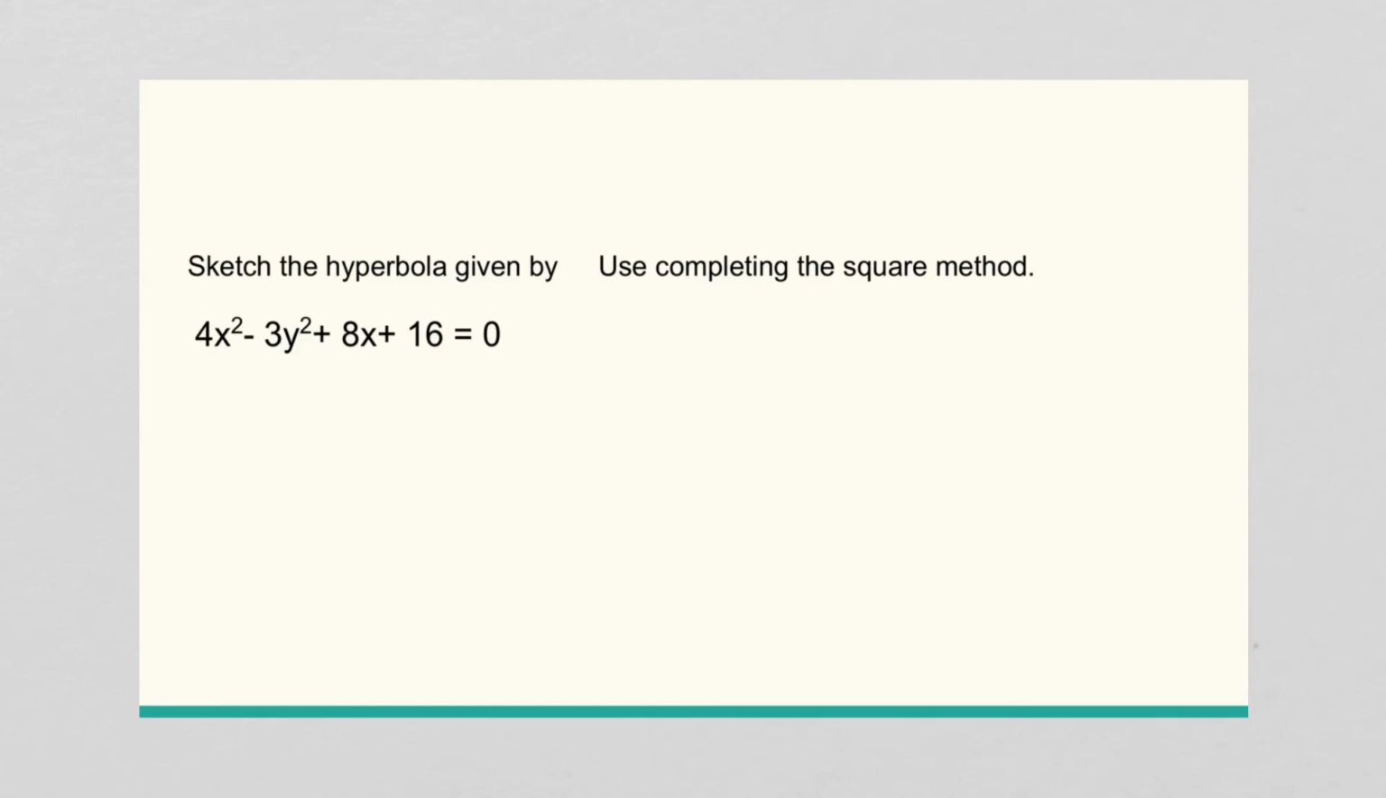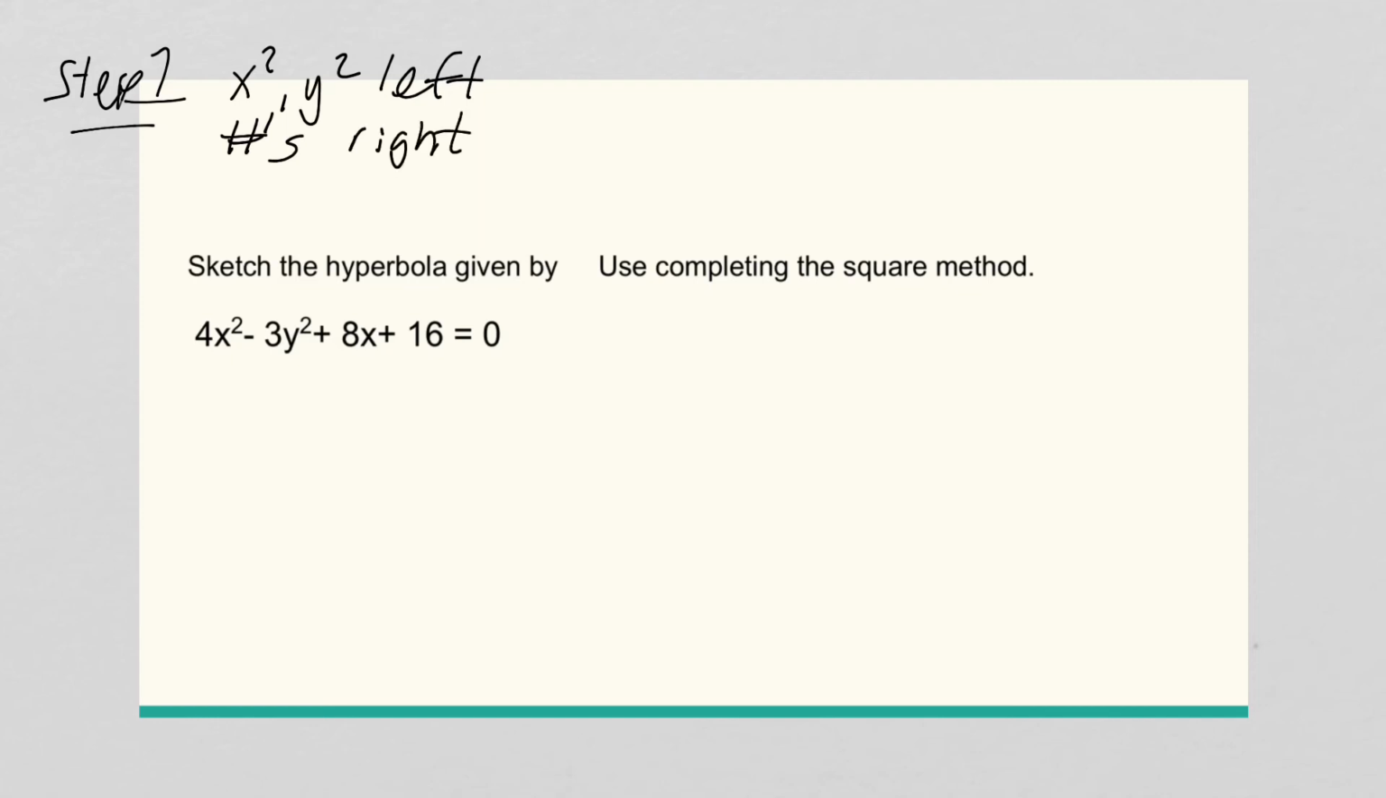Okay, we're going to now do another completing the square here. It says sketch the hyperbola given by. So remember, step 1 is the x squareds and the y squareds on the left. And then if there are any numbers, that's going to be on the right. So if I take a look at this lovely thing here, 16 has to move. So let's organize this. So it says 4x squared plus 8x, and then minus 3y squared to equal negative 16.